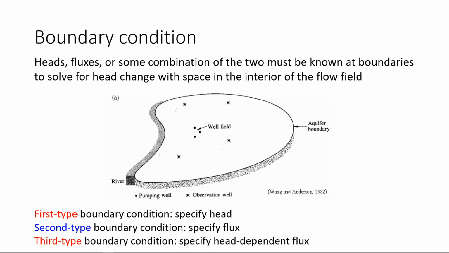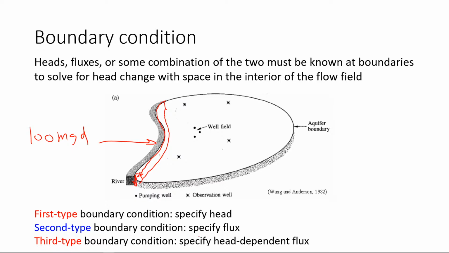Another type is called type 1 boundary condition. For the second boundary condition, or type 2 boundary condition, I specify the flux. So instead of specifying the head, I will specify the flux. So across this boundary, I'm getting 100 million gallons per day. That's how much water I'm getting across this boundary.